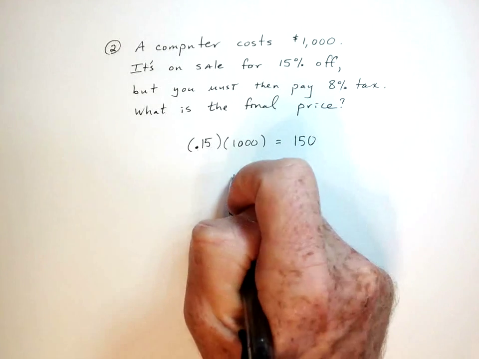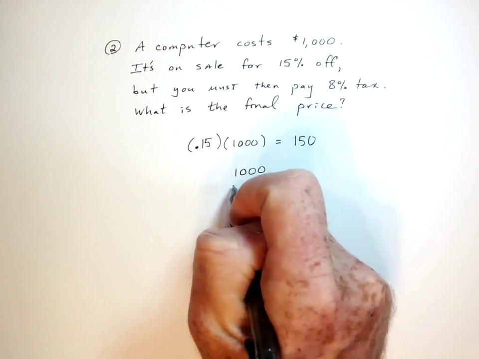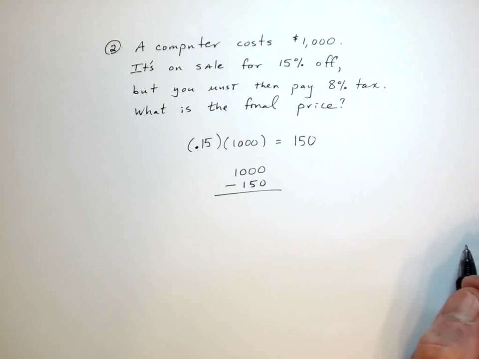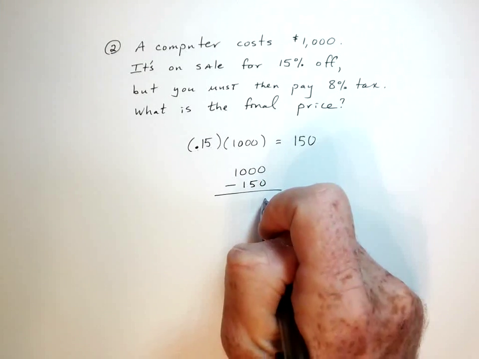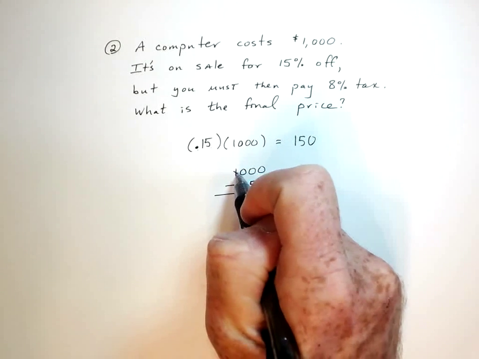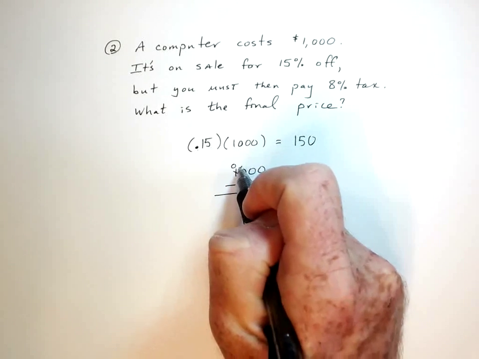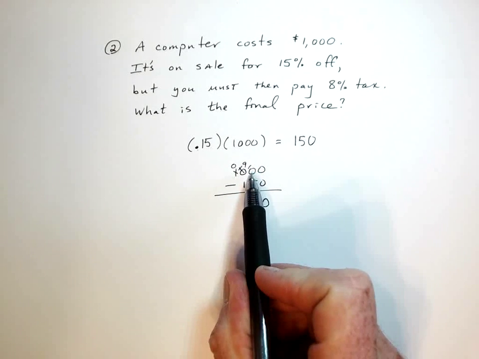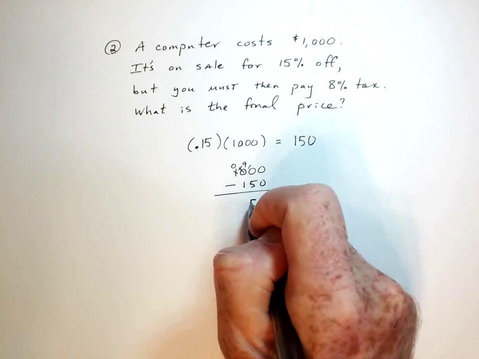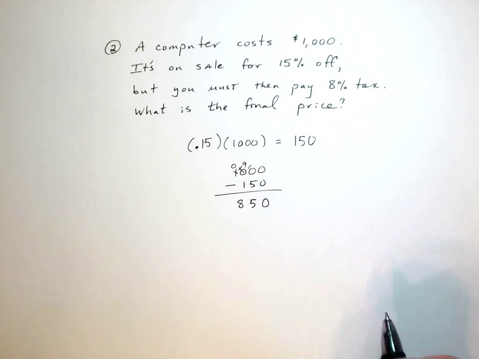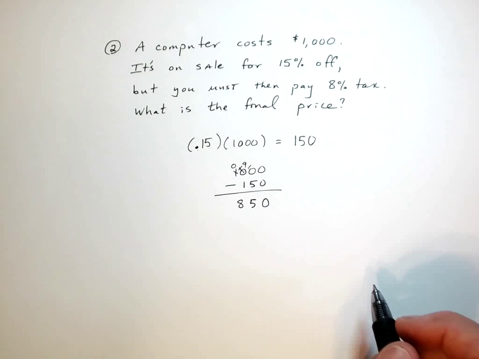Since they're taking that off the price, you then have to take $1,000 and subtract 150. So this is going to be 0 minus 0. Then I need to borrow, so this is going to be borrow and borrow. This is going to be 10 minus 5 is 5, and 9 minus 1 is 8. So that means after the sale, the price is $850.